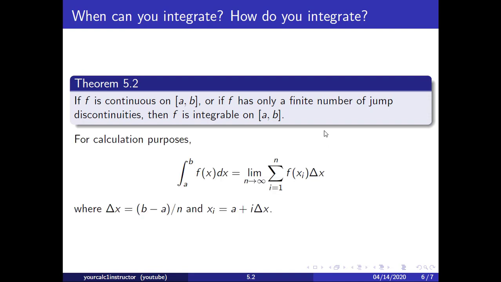As far as how to evaluate integrals, at the moment we only have one option, to use the definition of the integral as the limit of Riemann sums, where for calculation purposes we substitute b minus a over n for delta x, and a plus i times delta x for x sub i. As you can well imagine, this is not an easy process, much like how difficult it was to differentiate using only the limit definition of the derivative. How to do this, though, will be the focus of our lessons tomorrow.